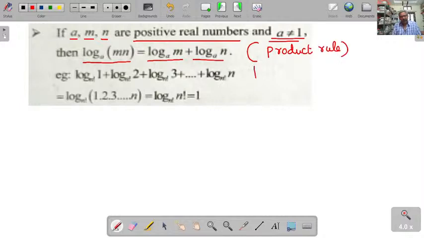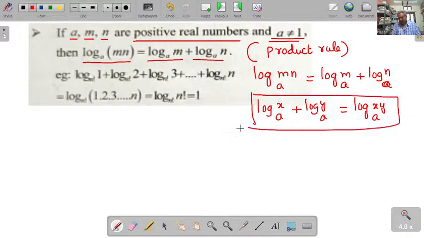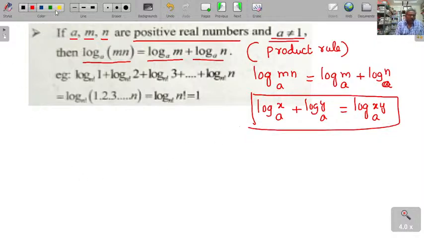So that means, for example, logarithm of mn to the base a is equal to logarithm of m to the base a plus logarithm of n to the base a. Its converse also true. Converse also true means, for example, log x to the base a plus log y to the base a. This we can write as a single logarithm. We can express it as log xy to the base a. So one example has been discussed. So let me actually discuss that same example also.